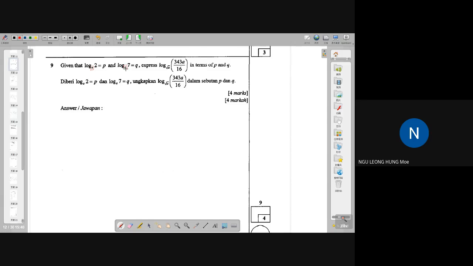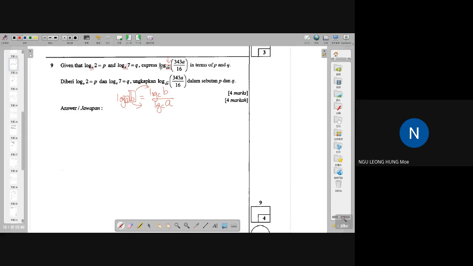Ini A. Tapi express log with the base square root A. Ini sudah lain. Kalau ini lain, kita kena fikir log A, B. If we want to change the base of the logarithm, let's say change to C, so kita tukar kepada C. So yang atas, yang besar ini di atas, kecil ini di bawah, which means log C B over log C A. Boleh faham Syria yang ini pertama?